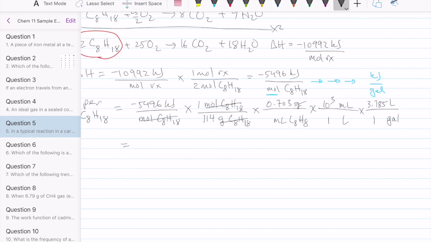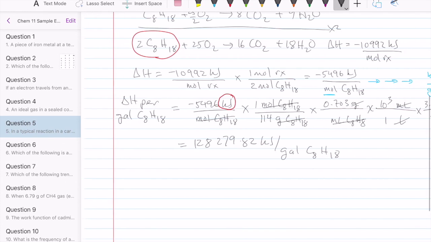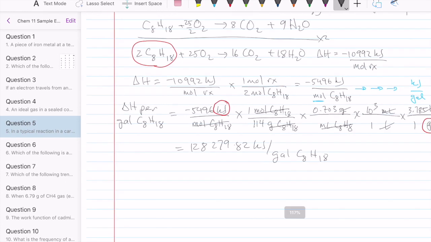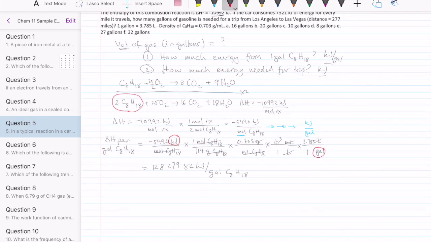So when I multiply across, you can see what I end up having at the very end is a unit of kilojoules per gallon. And that ends up being a big number, 128,279.82 kilojoules per gallon of C8H18. I'm not rounding any of this number yet because I'm not done with my calculation. So that's one of the quantities I need. It's this one right here.